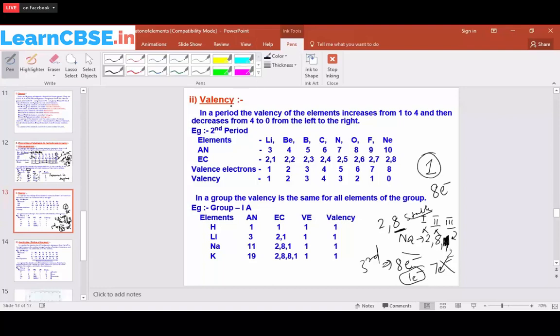Now let's take the example of the second period. The second period contains lithium, beryllium, boron, carbon, nitrogen, oxygen, fluorine and neon, with atomic numbers 3, 4, 5, 6, 7, 8, 9, 10. Here the electronic configuration is split into the first shell and the second shell. Now the valence electron is 1 over here, so it can lose the 1 electron. So the valency is 1.